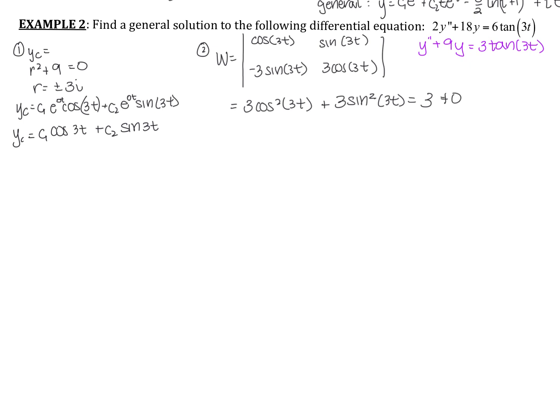So my y1 is cosine of 3t, my y2 is sine of 3t, my Wronskian is 3, and my g of t is 3 times the tangent of 3t. So let's build our particular solution. So we would have negative cosine of 3t times the integral.